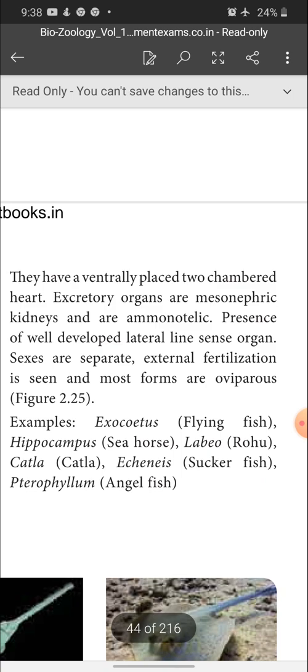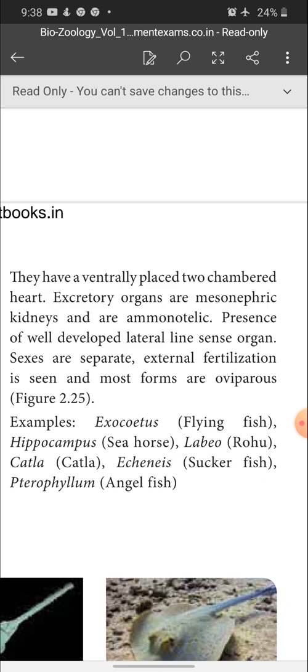they have a ventrally placed two-chambered heart. Mostly in fishes, whether cyclostomes or chondrichthyes or osteichthyes, all possess a two-chambered heart. Excretory organs are mesonephric kidney and ammonotelic. What is meant by ammonotelic? If the animal excretes ammonia in its urine, it is called ammonotelic.